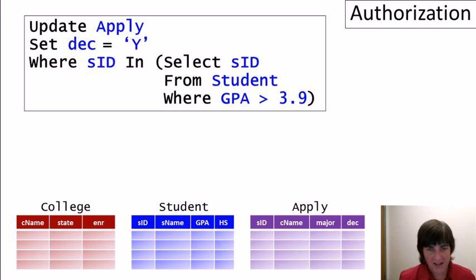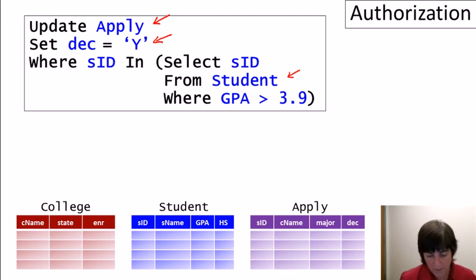We'll be using the standard college admissions sample database that we've used in other videos. The schema is shown here at the bottom. Let's suppose we have a user who wants to issue the update command shown. They want to find students whose GPA is greater than 3.9, and if those students have applied anywhere, they want to update the application record and set the decision to be yes.